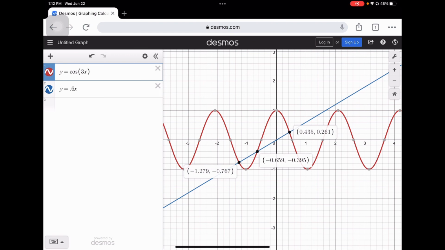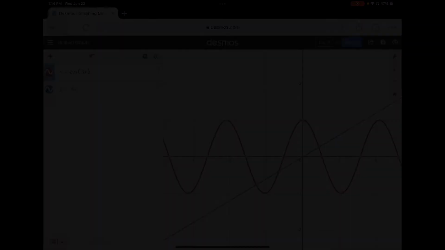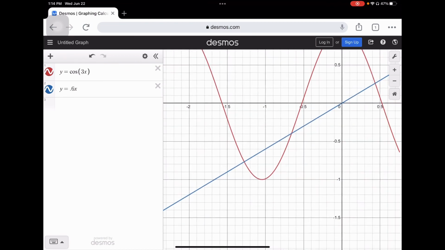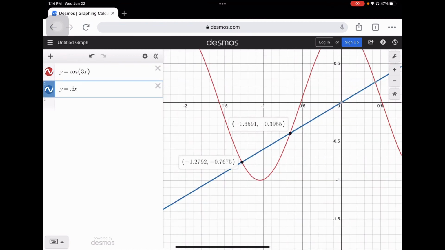So I know I have a y value, that's the function value, but I want to know the x value. Now when I look at my graph like this, I only get 3 decimals of significance. The question asked for 4. I'm going to zoom in even more, and now I get 4 digits of significance. The x solutions then are negative 1.2792, negative 0.6591, and 0.4355.